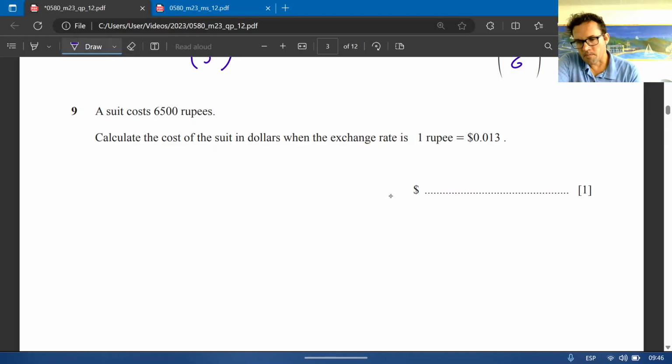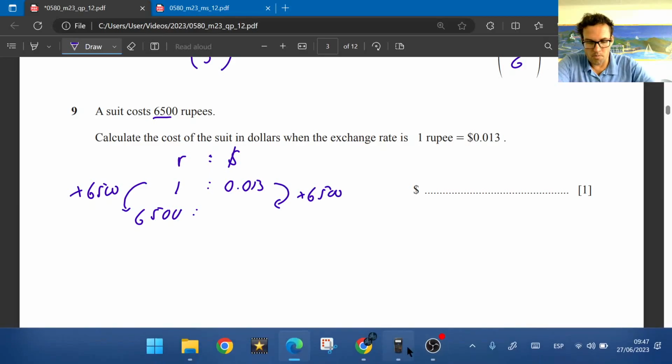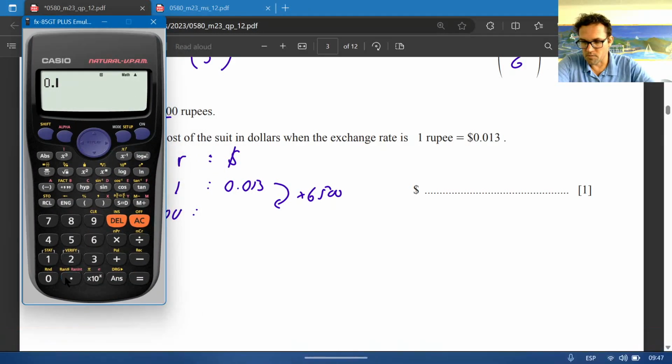Let's do this. Okay. So we got the rupees indicated by an R, and we got the dollars indicated by a dollar sign. So 1 rupee is 0.013. So we want to know what is 6,500 rupees. You see, my ratio has been multiplied by 6,500. So we're going to do the same here. We just simply multiply 0.013 times 6,500. $84, $84.50.